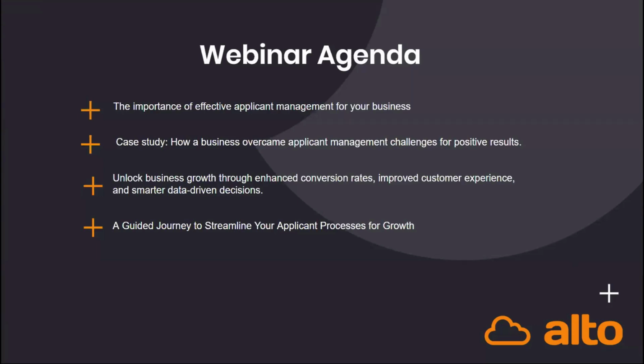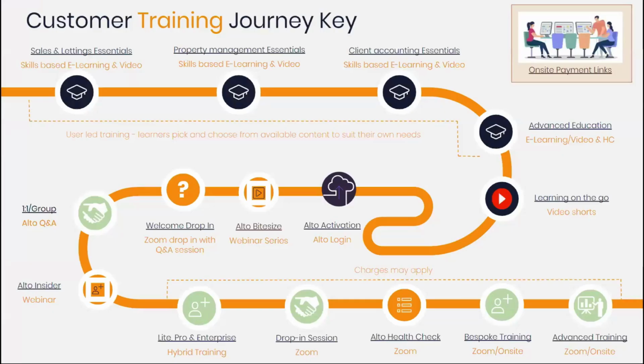Right, so let's move on. Okay, so just a quick overview of what you already have available on your training journey. As you're aware, when you join Alto, you get all your e-learning from your learning hub, where you can do your sales and lettings, your property management, client accounting. Then we go into our advanced education on there. We will be launching soon a new learning on the go, which is video shorts through YouTube. So these are going to be short snippet videos for yourself, so you can quickly learn something on the go.